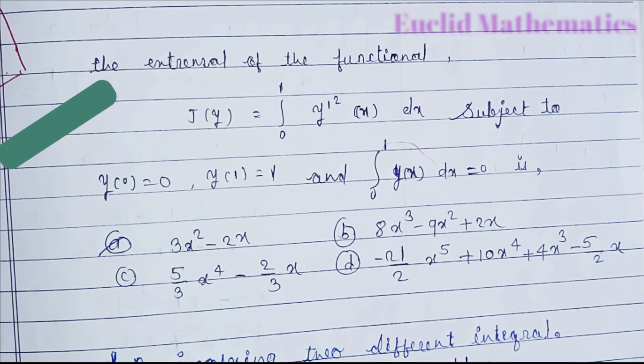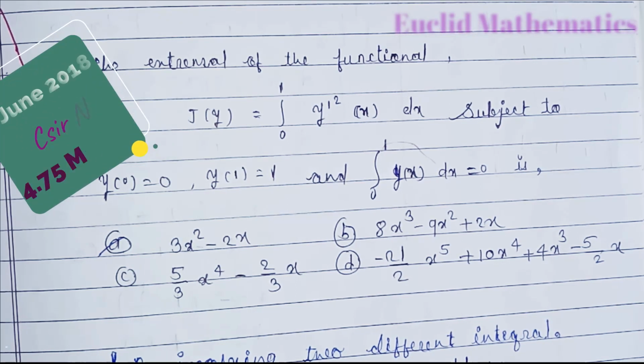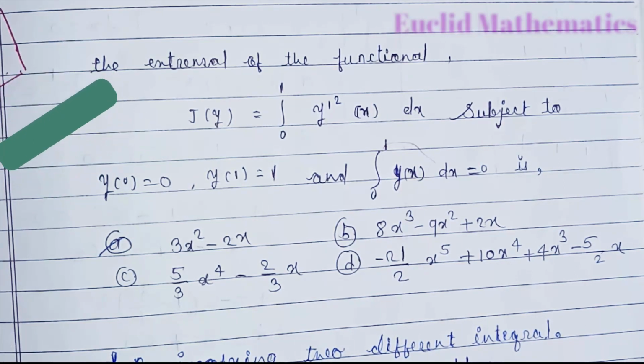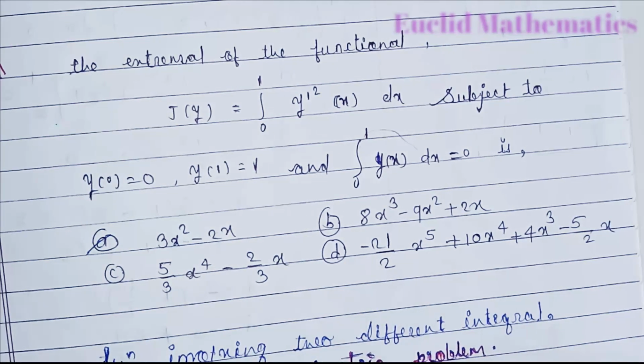Today we are going to learn a previous year question from CSIR NET June 2018, which carries 4.75 marks. That means multiple answer questions. The question is from the subject of calculus of variation.